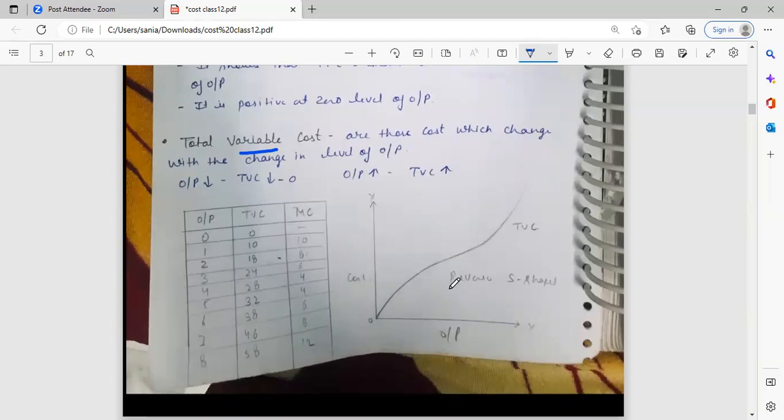Now coming to total variable cost, you can see the shape is a reverse S shape. S is like this, but it is opposite. So over here, what is happening? Total variable cost changes with the change in level of output. If output decreases, total cost will decrease, and a point will come that it will become 0. But if output increases, TVC will also increase. So over here, it is increasing, increasing, increasing, then again it is increasing. Clear?